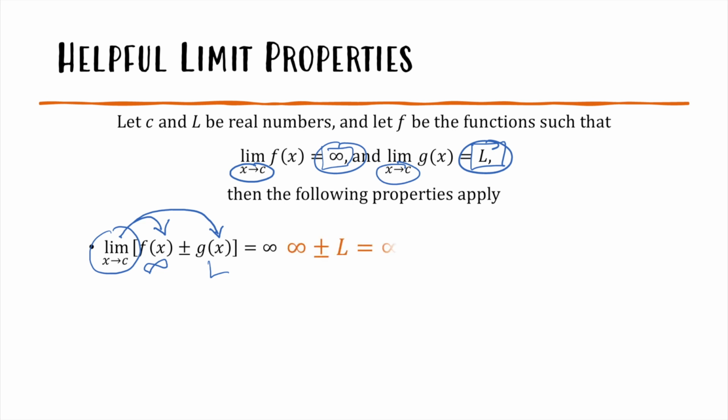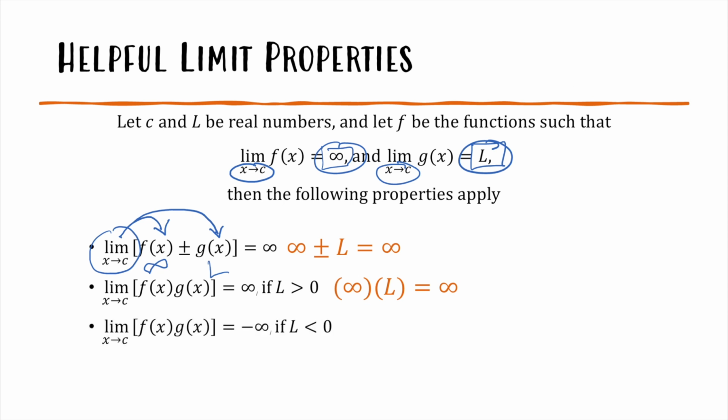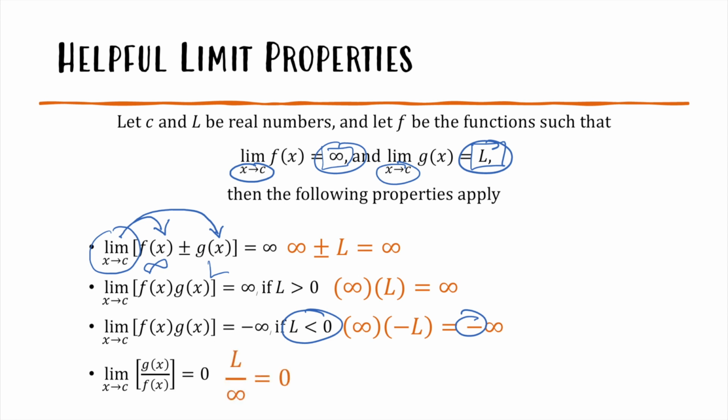So what we really have here is infinity plus L, which is infinity. Here we would have infinity times L, which is infinity. But if L is negative, then we have infinity times a negative L, which is a positive times a negative, going to negative infinity. And then if we have L over infinity, anytime the bottom is growing really big, this whole fraction is getting closer and closer to 0.